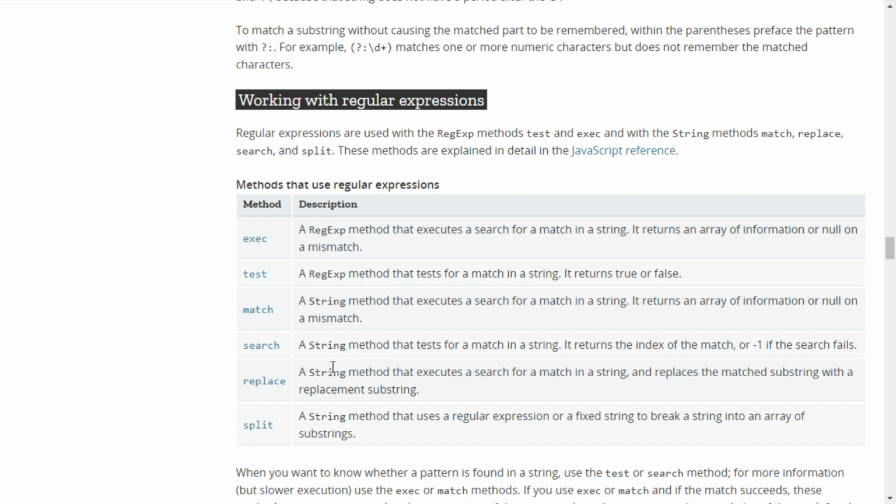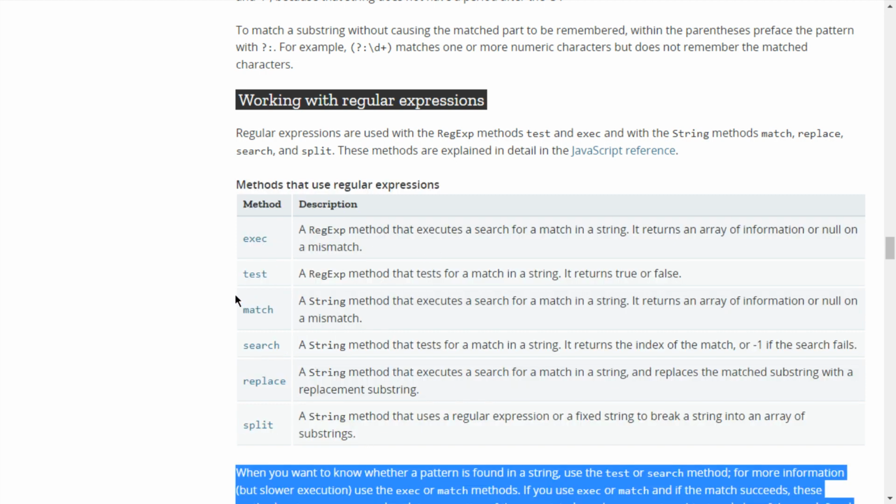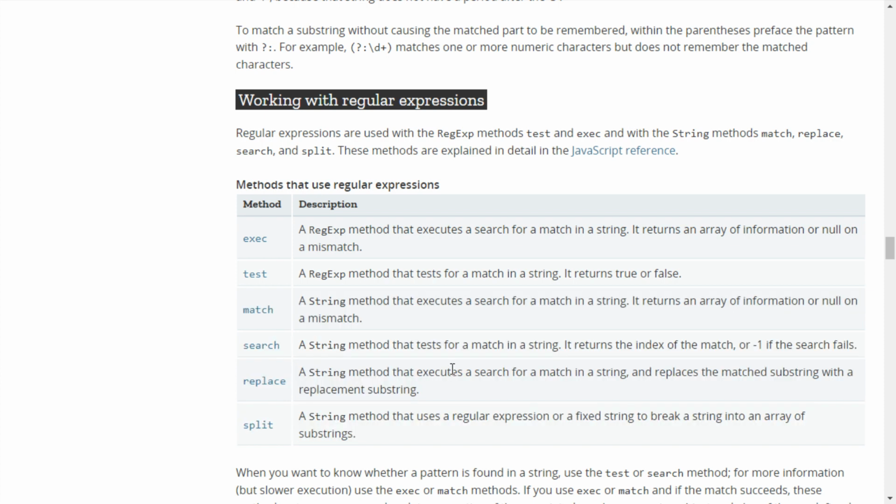So notice there are two types. There's these first two, exec and test, and those are regular expression methods. So we would do our regex dot test, and then put some kind of string inside. And we do regex dot exec, and then put some stuff inside. Whereas all these other ones down below, match, search, replace, split, these are all string methods. So instead, we'd have our string, and then we would do dot match, and then put the regular expression in there.